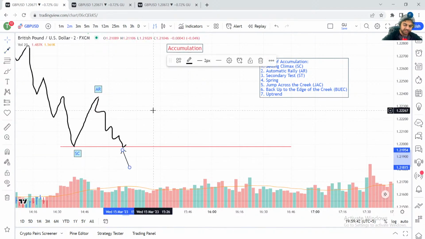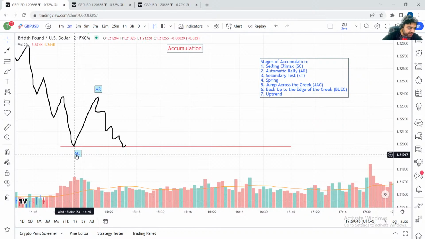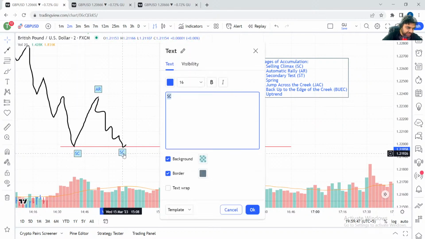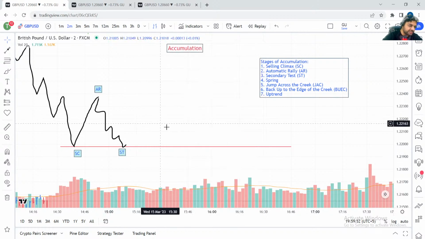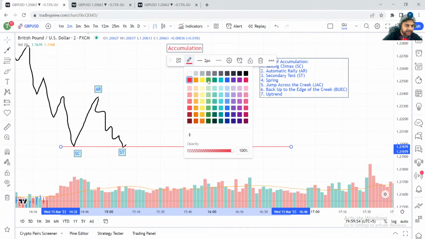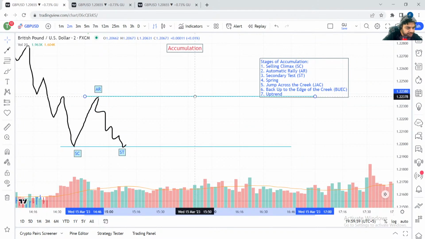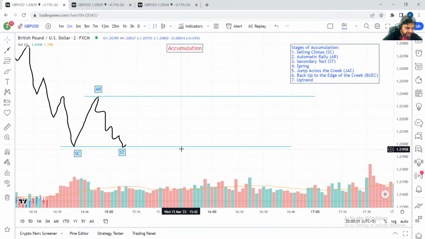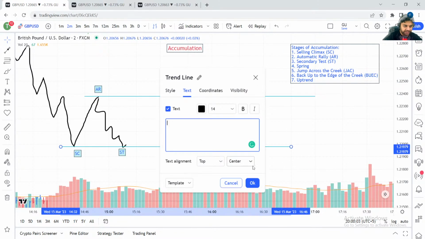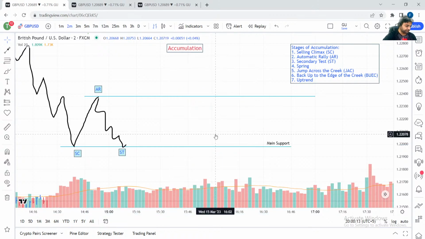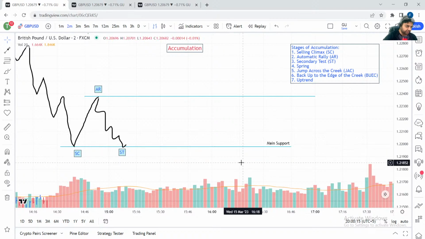So guys, this point is called secondary test, and actually you can buy over here. This is a buying opportunity, and wherever I see a buying opportunity, I will indicate that for you. Okay, this point, so this is the main support, right? I will write down main support over here on the right hand side. Main support or major support. So this is major support or main support.